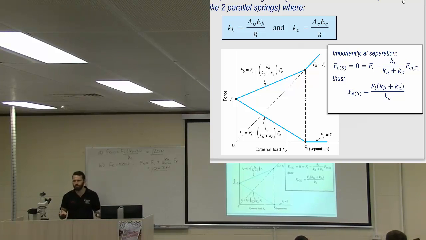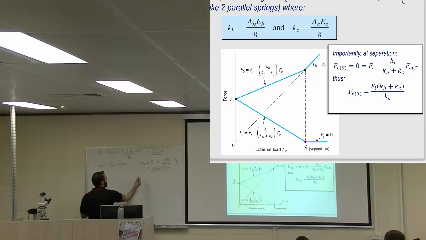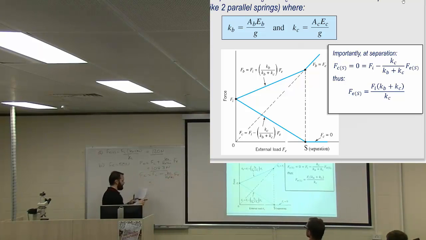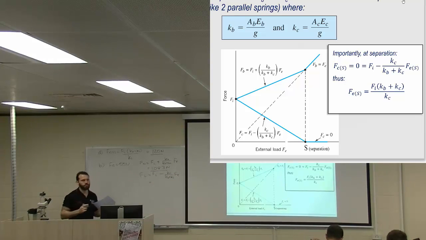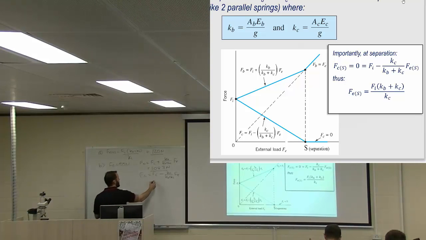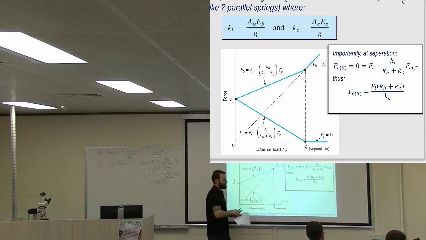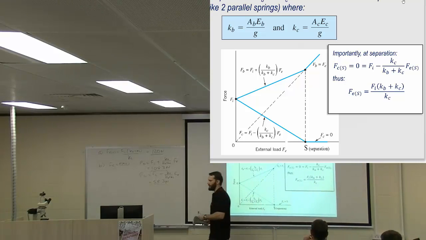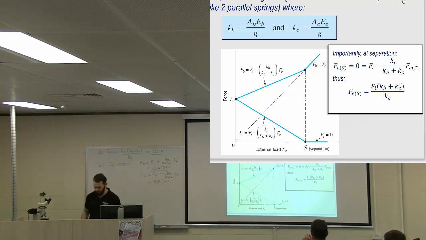108.3 newtons. Can we get that? Great, easy. And Fc equals Fi minus Kc on Kb plus Kc Fe. And that equals what? 58.3 newtons. Cool. As with all of the graphs that I make you draw, we now have checks and balances that we can apply on top of what we were just talking about.